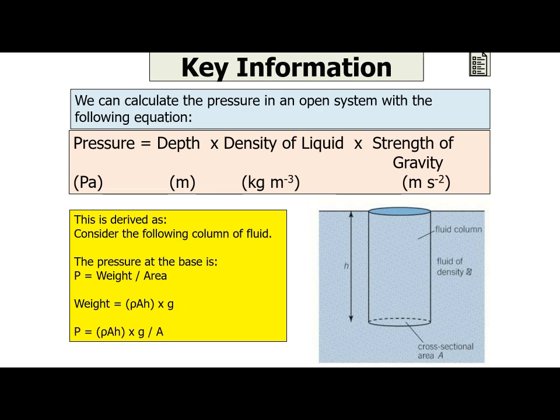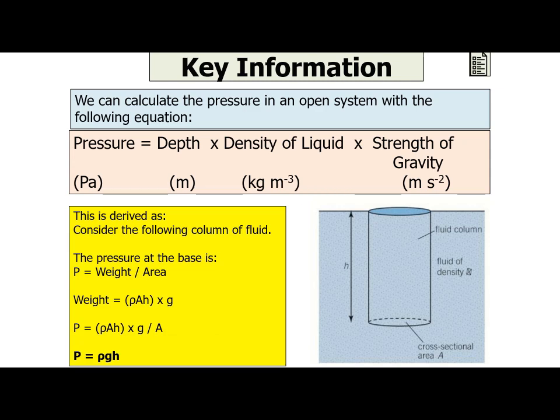So therefore pressure is going to be this value for weight over area, and you'll notice straight away that the A's cancel through, so therefore pressure is equal to rho g h, or density of fluid times the strength of gravity times the depth.